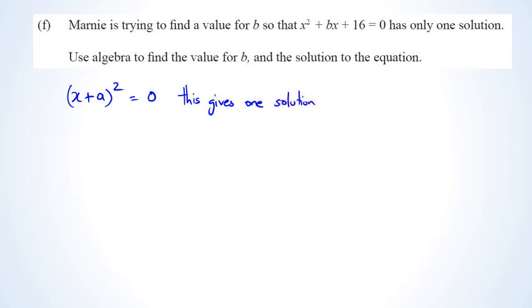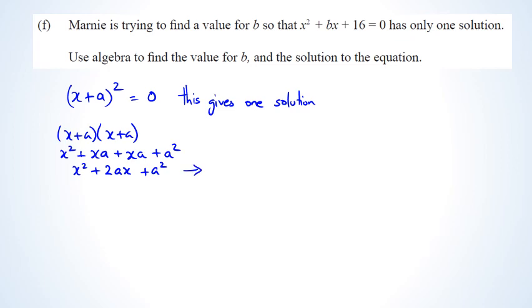Okay, so if that's the case, then if I expand (x plus a) squared, I'm going to get (x plus a) times (x plus a). If I expand this, I get x squared plus xa plus xa plus a squared. So what I end up getting is x squared plus 2ax plus a squared. So this, when I have it in this format, will give me one solution.